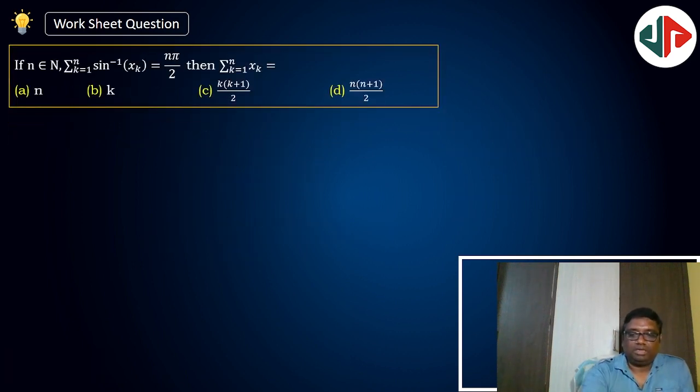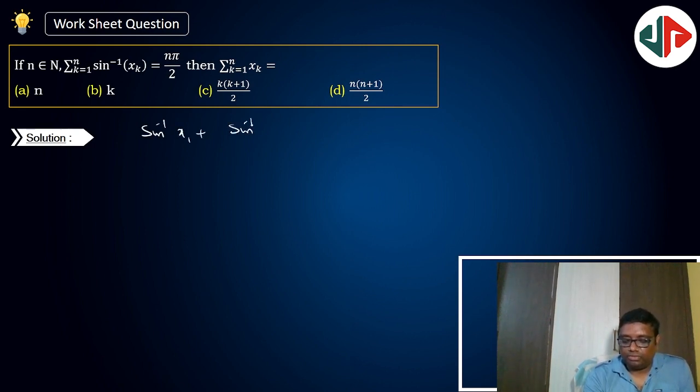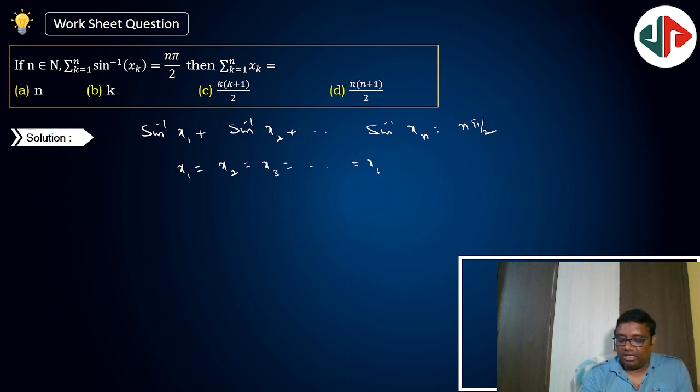Sine inverse of x1 plus sine inverse of x2 plus so on, sine inverse of xn is always equal to n times pi by 2 if and only if x1 is equal to x2 is equal to x3 is equal to xn is always equal to 1. So what is the value? 1 plus 1 plus 1 plus so on, n times, means the answer is n.